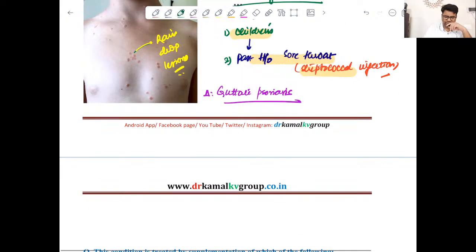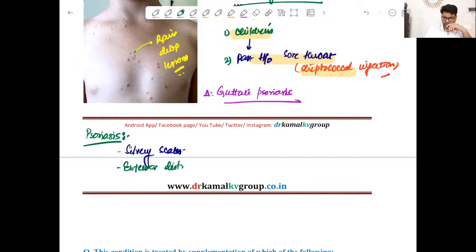And of course, if we discuss psoriasis in general, these are the important points you should remember. Silvery scales, number 1. Then number 2, extensor distribution: back of the forearm, front of the thigh, front of the leg, back of the chest, back of the neck. So that is all extensor distribution.